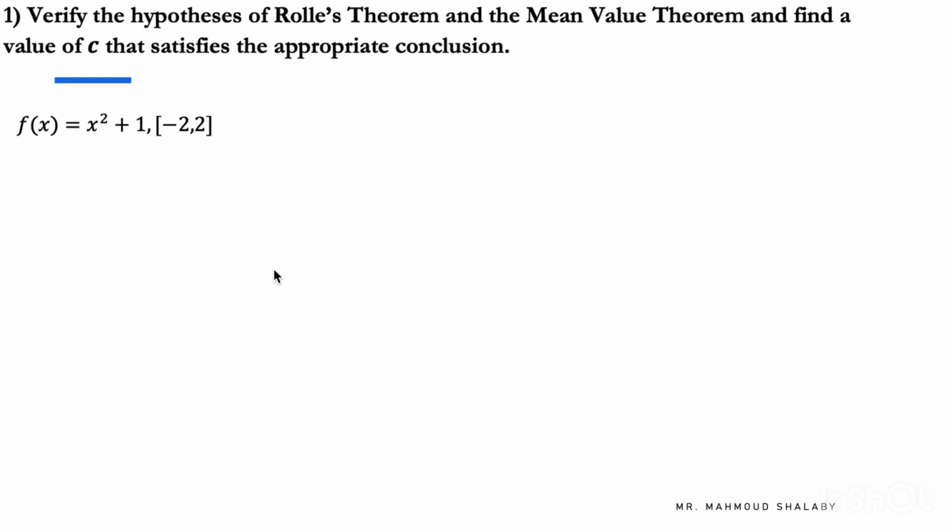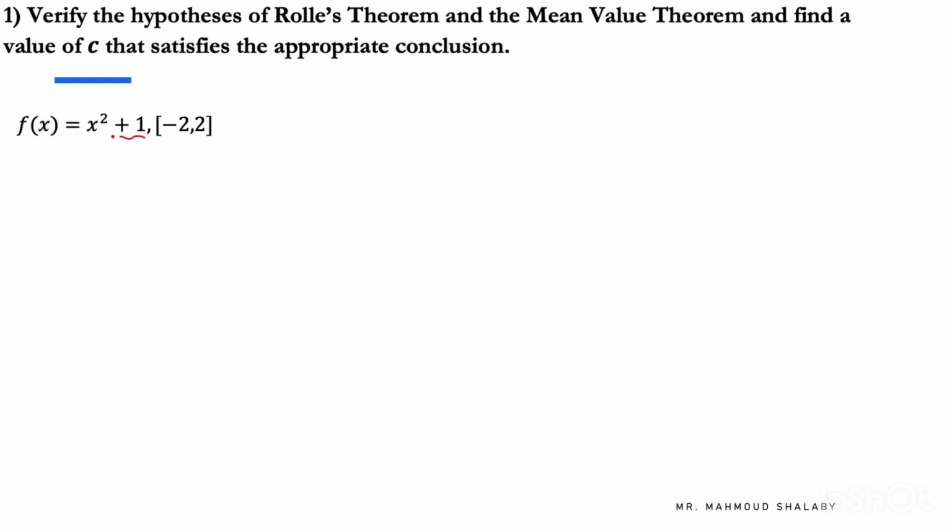This should be happening in the writing part, guys. The first thing you should remember that we have to mention, of course I haven't mentioned this at the beginning because we have done this earlier in the question, is that we have to mention that the function is continuous and differentiable at the beginning before we apply or do anything. So let's say in the first one here, verify the hypothesis of Rolle's theorem and the mean value theorem, and find the value of c that satisfies the appropriate conclusion.